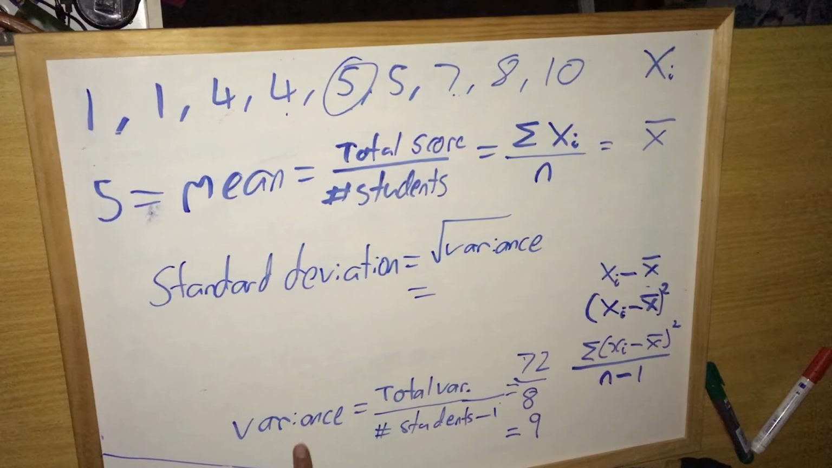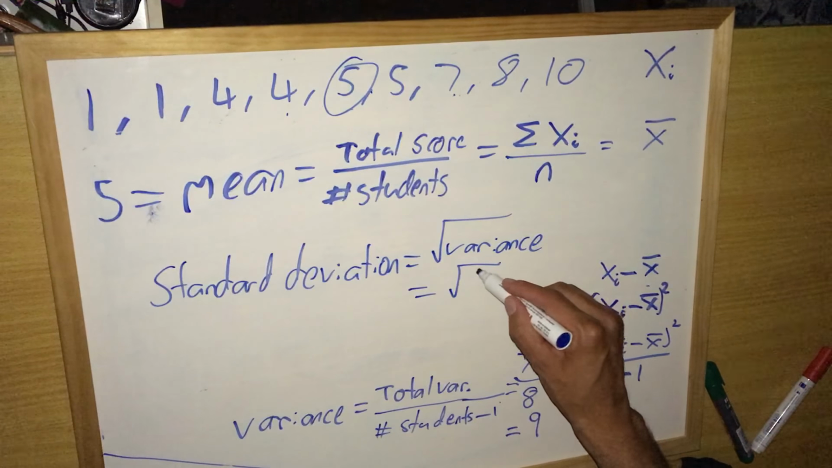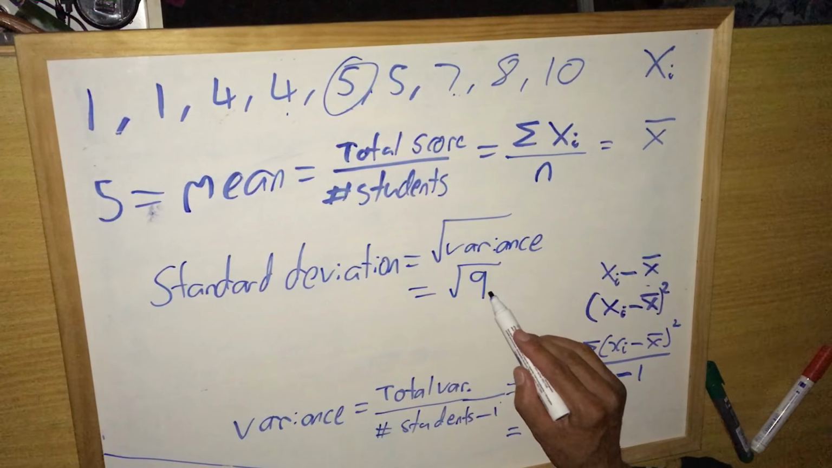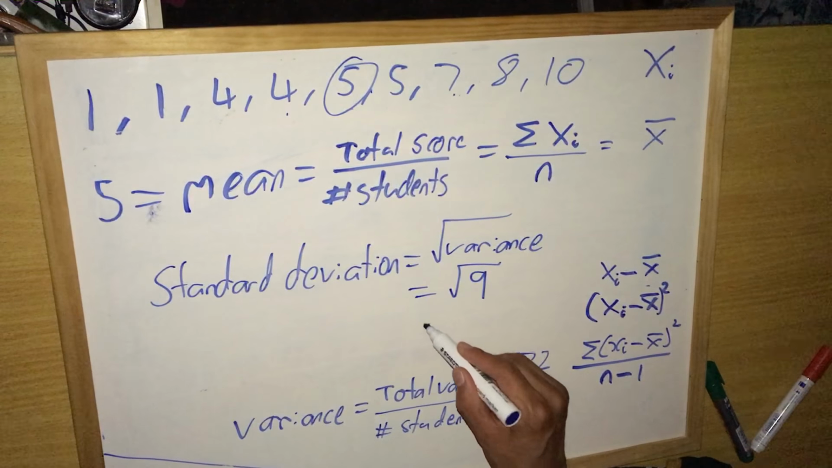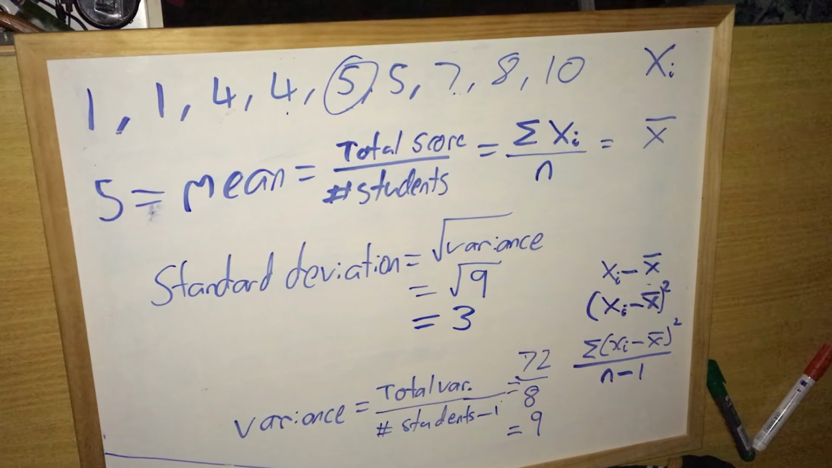Now what was our variance? Variance equals 9. This number is the square root of 9. And the square root just means what number times it by itself to give you the number in the middle. So if you times it by itself, it gives you 9. Pause the video if you need to. It's 3. So the standard deviation is 3.